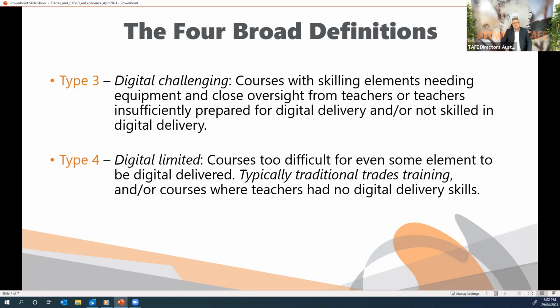And then the final one is probably what we're here talking about today, in a sense, which is how do we learn from what we saw as digitally limited courses, in the sense that they were too difficult for a range of reasons to be delivered in a digital context. And typically they were mostly the trades courses, or where teachers felt they did not have the digital delivery skills or the background to do that. And most of those courses ended up not being brought online.